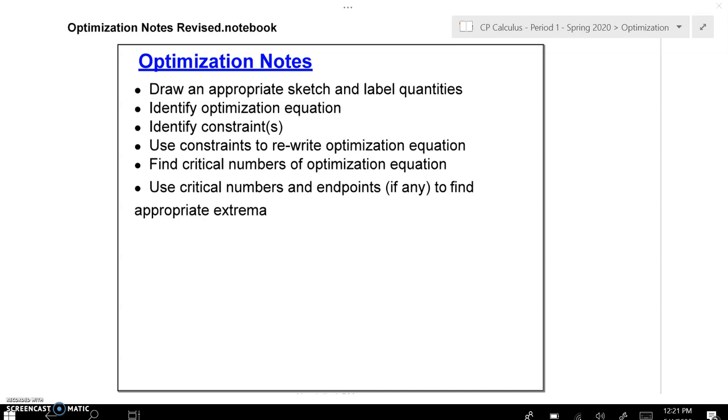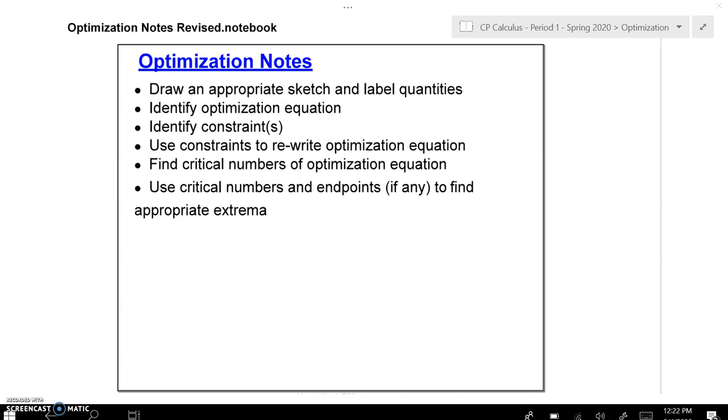So this page here will show you the steps that we're going to go through for each of these problems to get to our optimized solution, and we'll follow these steps for all the problems. So just to go through: draw an appropriate sketch. Drawing is always a good way to visualize what's happening and to label the things that you know that you have. Identify an optimization equation.